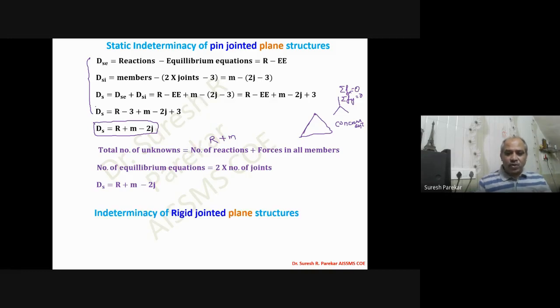Now if I switch over to rigid jointed plane structures, we cannot combine and get the answer. Here you can see this. Again, we have the same R as the number of unknown reactions.